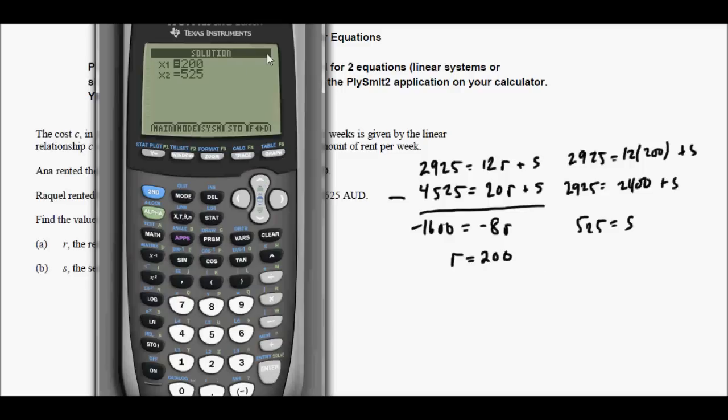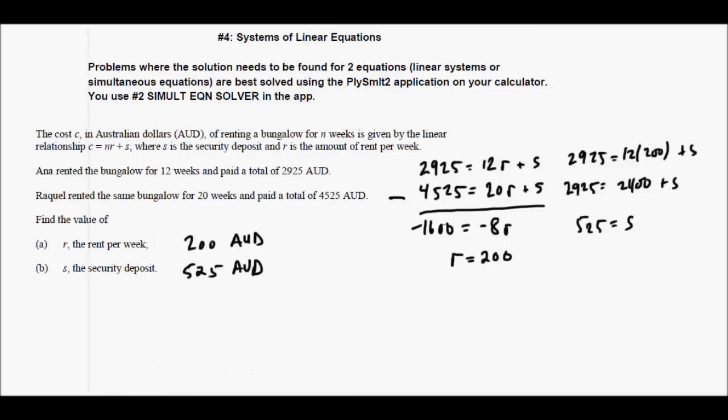But if this was like 4s and this was 3s, it gets a little more complicated. So I would just go straight into this. It's much easier, and you are good to go. Okay, let's move on and try another one with that.